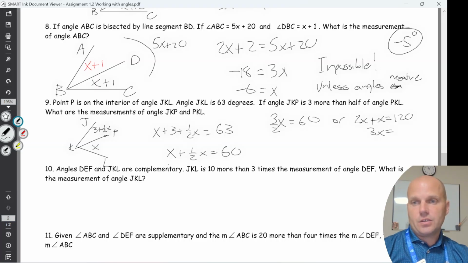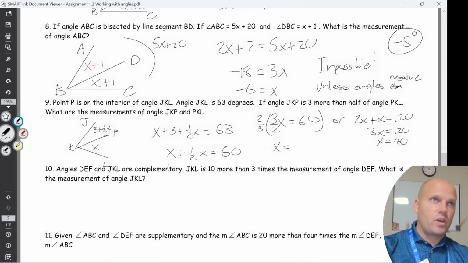Which gives you 3x equals 120, or x equals 40. Or you could solve the equation 3 halves x equals 60 by multiplying by 2 and dividing by 3. 60 times 2 is 120. 120 divided by 3 is 40.